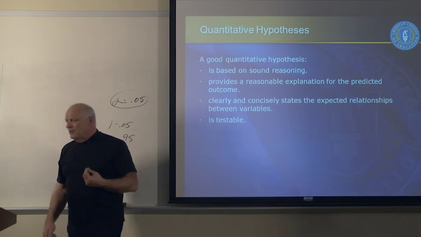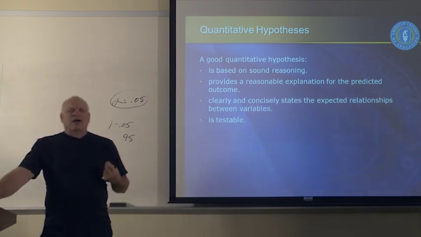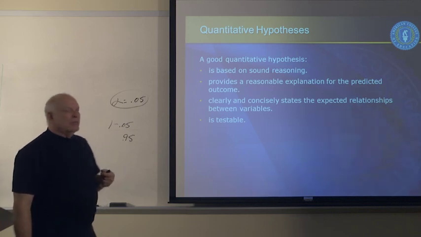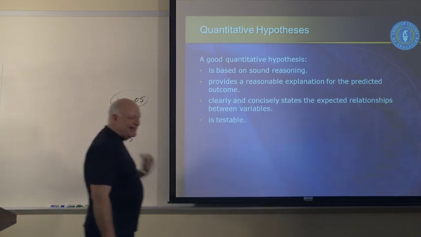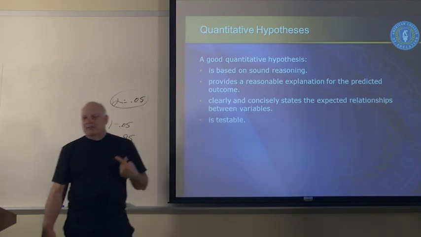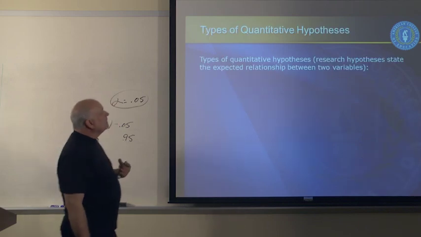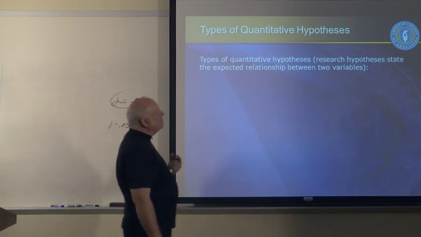There are a lot of people that want to do studies where it is very difficult to obtain data. And it goes back to the credibility and believability aspect of it. If you can't test it, then it doesn't matter what statistical procedure you're going to use, because it's going to be inappropriate. All right, types of quantitative hypotheses.